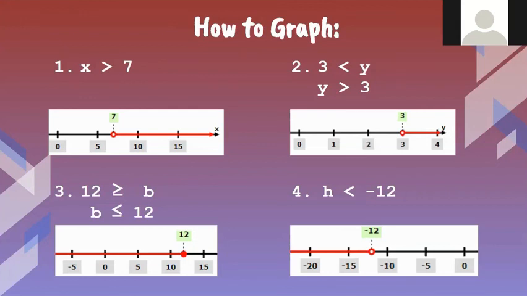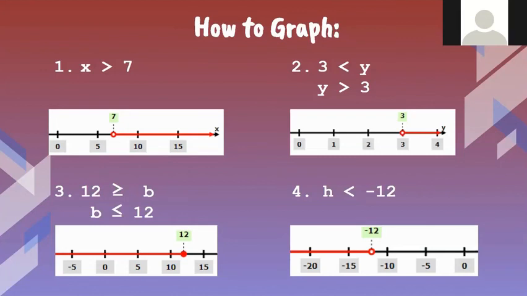Number 3, we had to do the same thing and put the variable first. So we flipped the 12 and the b. We also had to flip the inequality symbol. So since the inequality symbol was pointing to the b in the first line, we flipped it to make sure it was still pointing to the b in the second line.